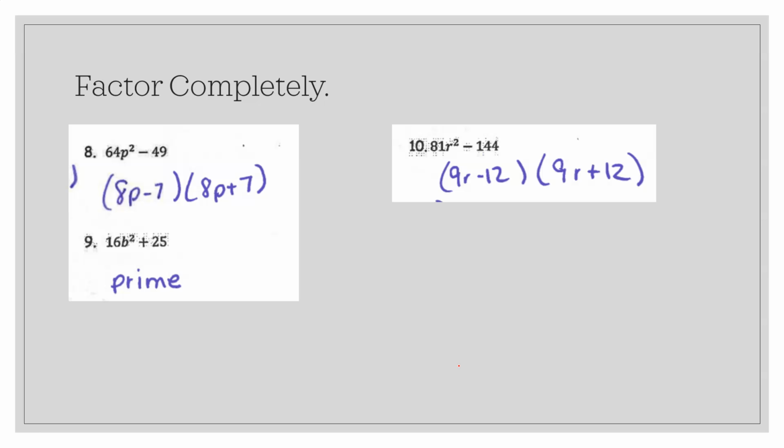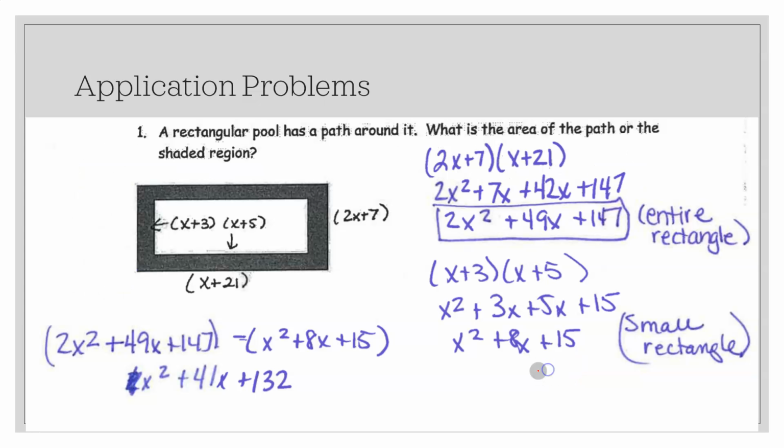Number 9 is the sum of two squares, so that's already factored, so it's prime. 10, difference of two squares, so it factors to 9r minus 12, quantity 9r plus 12.